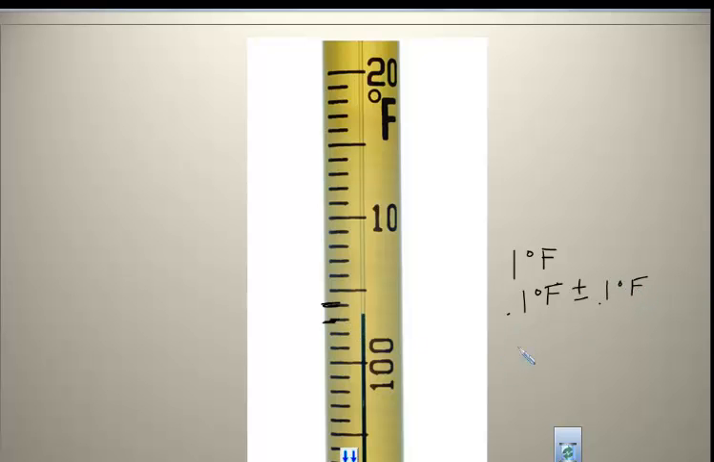As I look at this, I see that it's closer to 103. So I'd say it's 103.3 plus or minus 0.1 degree Fahrenheit. So that's the last one that I'm going to show you on this lesson for measuring.